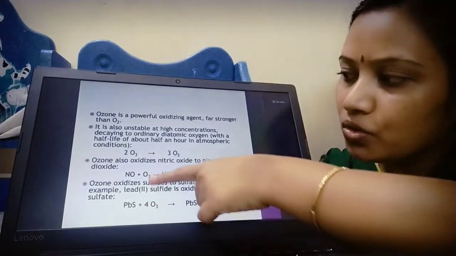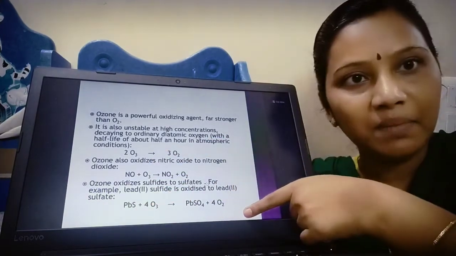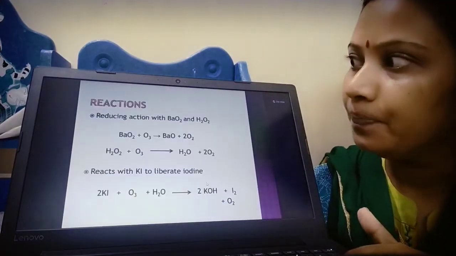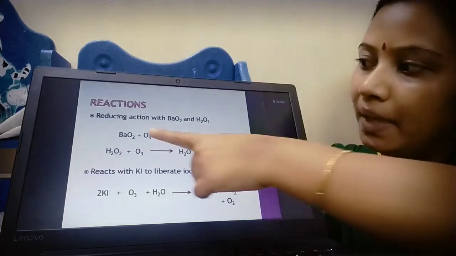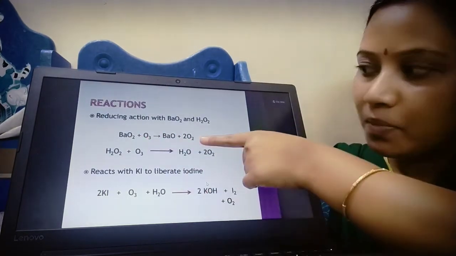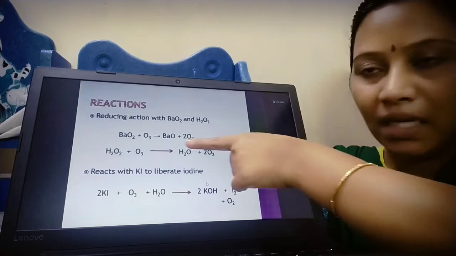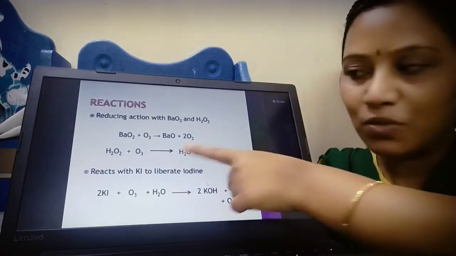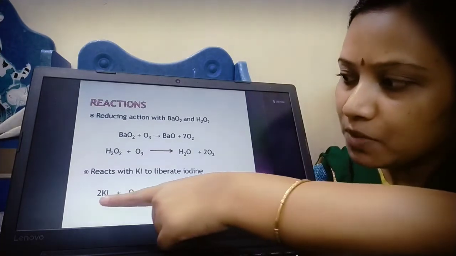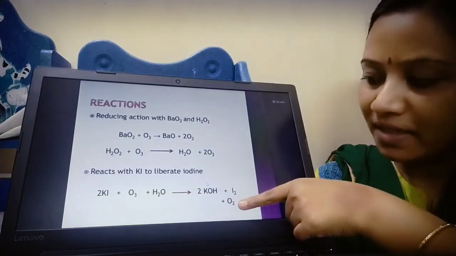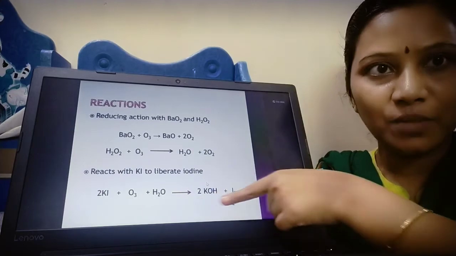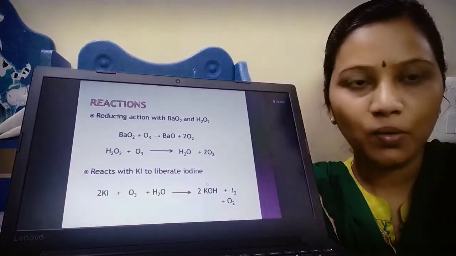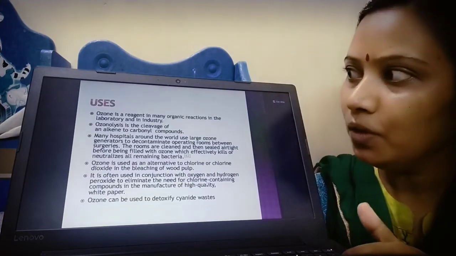Whenever ozone is present, the end product should obviously be dioxygen, because it won't be stable, it decomposes to give you dioxygen. And see the reaction, barium oxide along with ozone, what's the product, children? It is oxygen plus barium oxide. Hydrogen peroxide plus ozone gives dioxygen plus water. Ozone plus potassium iodide plus water gives oxygen, iodine and potassium hydroxide. So when the reactant is O3, the product should be O2. Okay children, one of the products should be O2.